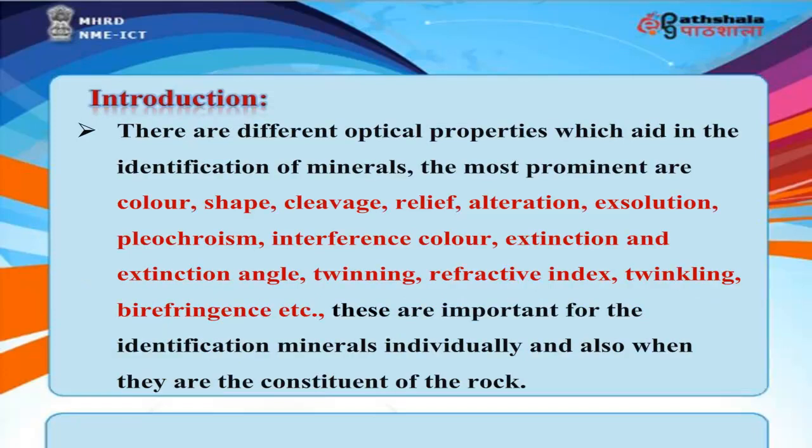There are different optical properties which aid in the identification of minerals. The most prominent of these are color, shape, cleavage, relief, alteration, exsolution, pleochroism, interference color, extinction and extinction angle, twinning, refractive index, twinkling, and birefringence, etc. These are important for the identification of minerals individually and also when they are the constituents of a rock.